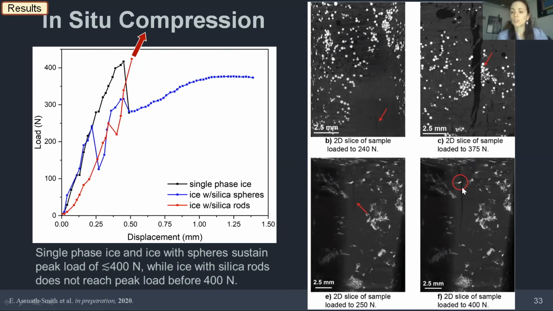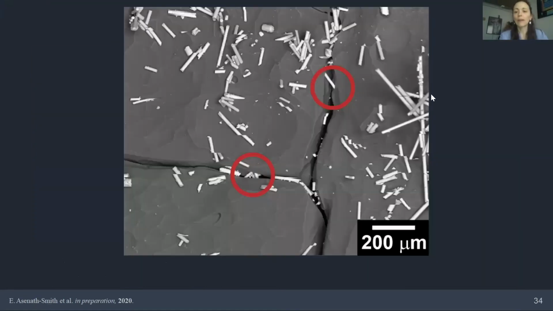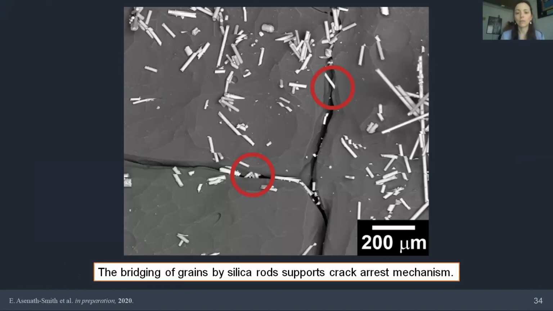However, when they start to propagate, they're actually interfered with by the bundles of rods. And so essentially what happens is the crack sort of bifurcates on the other side and has interrupted behavior. So essentially what we see is the cracks are impeded by the rods. It could largely be the case that it's because these rods are able to span between two adjacent grains, thereby sort of holding the structure together.